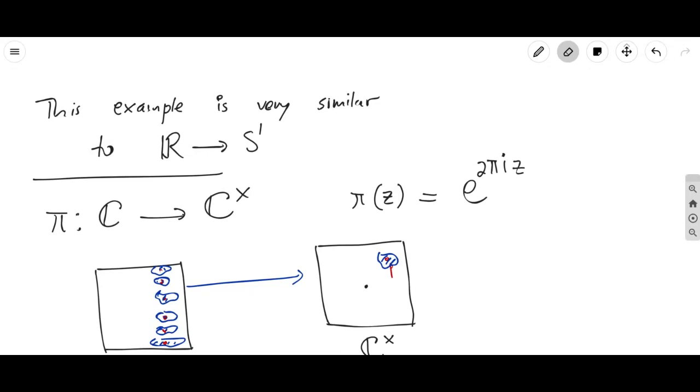So we'll finish here on covering maps, and next lecture we'll discuss some very basic properties that covering maps have.